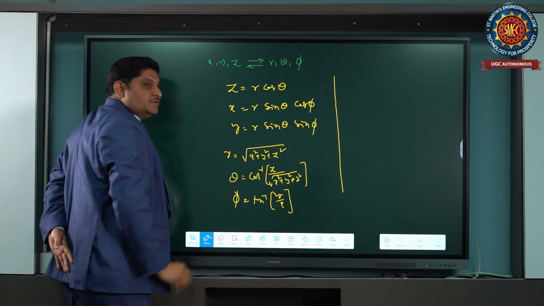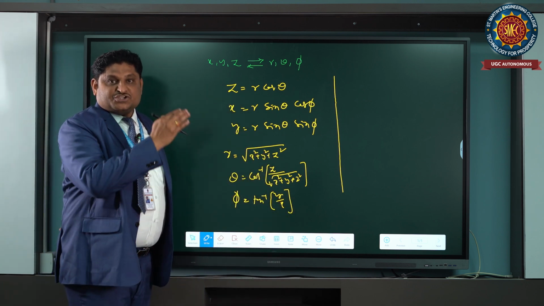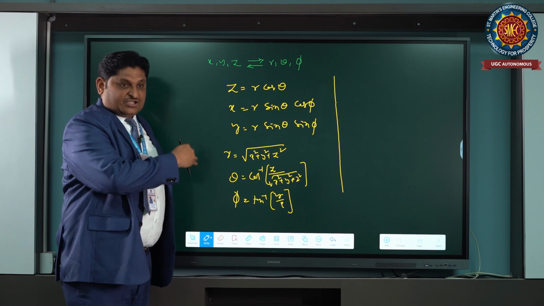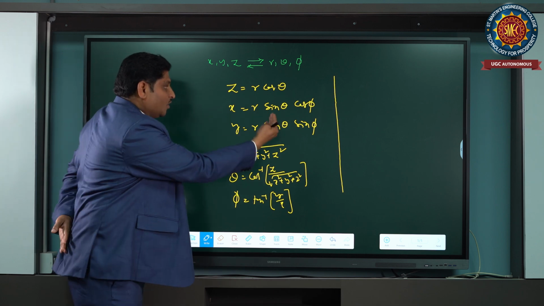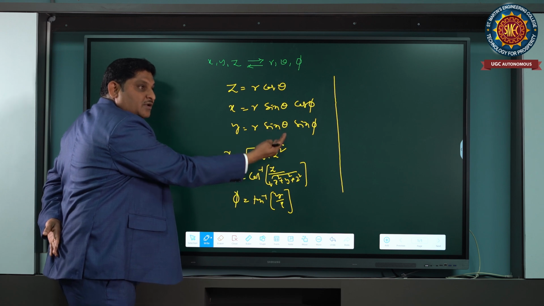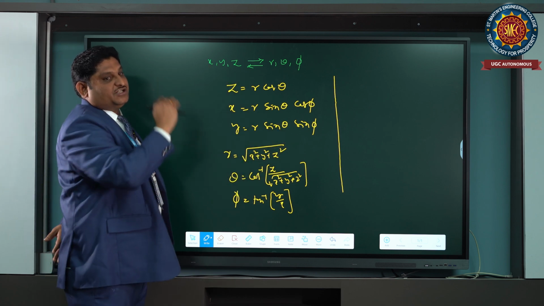So this is today's class: the relationship between Cartesian coordinates and the spherical coordinates in terms of Cartesian coordinates.